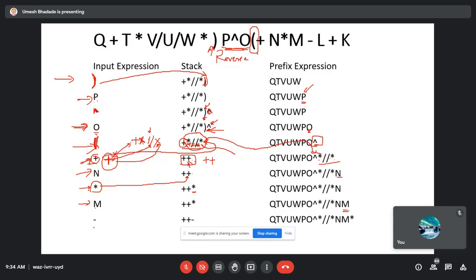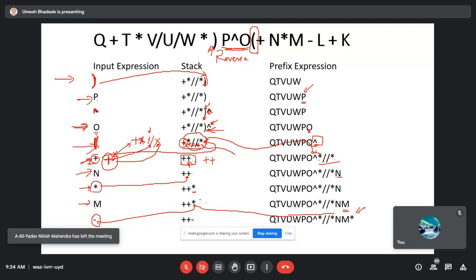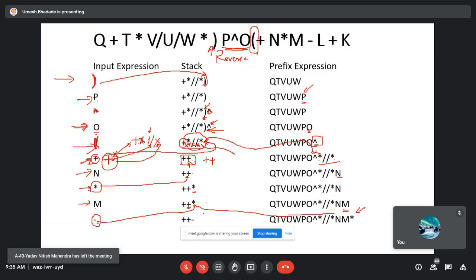Then minus. Now what is this? Minus and star will be compared, right? So minus has lower precedence compared to star, so this star will be popped, and it will be added to the prefix expression, right? So this star is coming here. This minus is compared with the next plus. Minus and plus both have the same precedence, so this minus is pushed onto the stack, right?